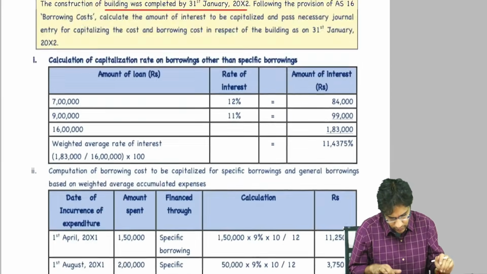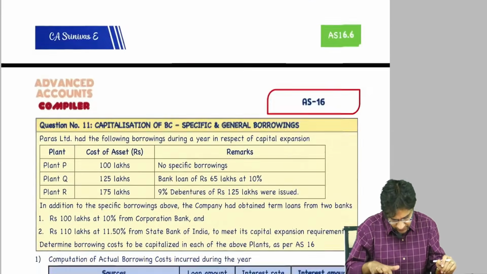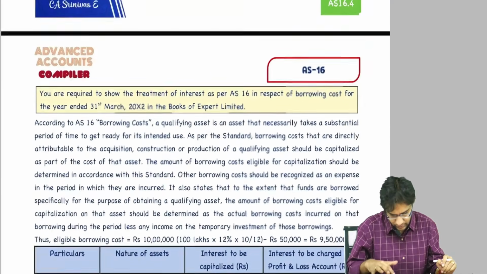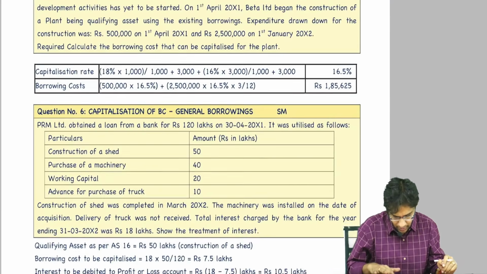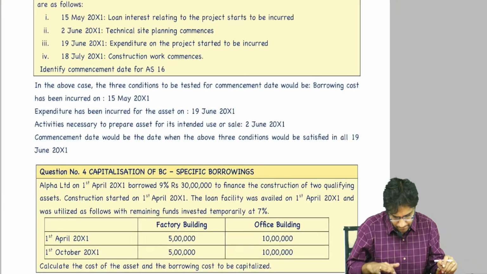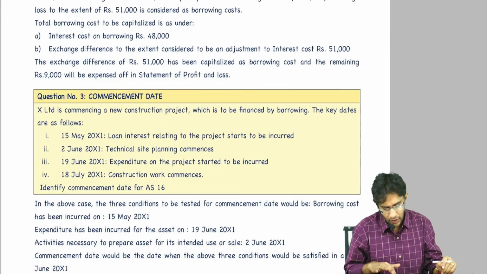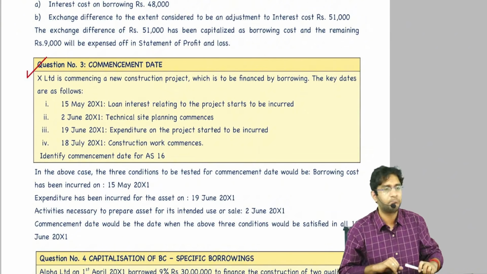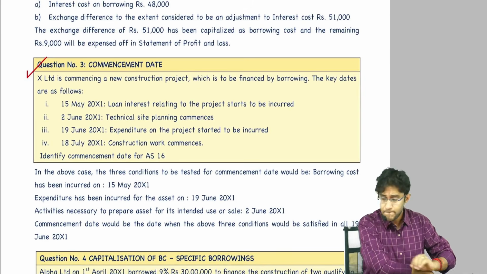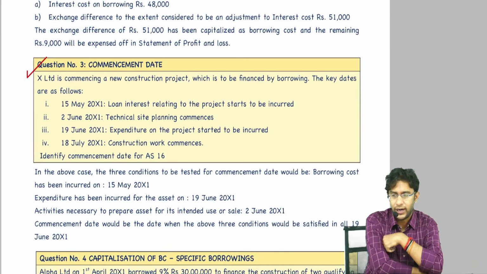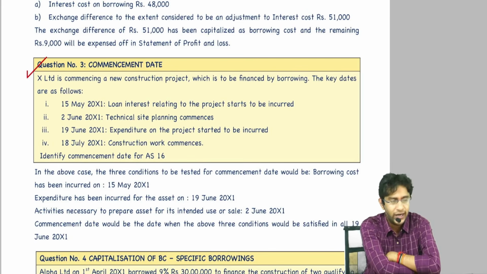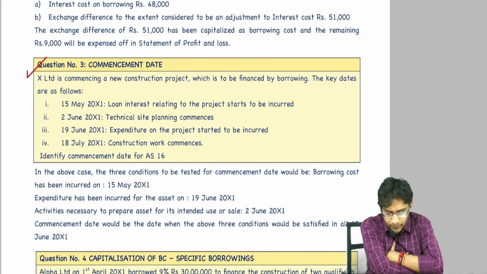One more question we'll solve for today so that you'll remember these points. Easy one, difficult one, easy one, difficult one, easy one. Fourth one, very easy one. Question number 3. Read through these 4 dates. Identify one date as the commencement date.